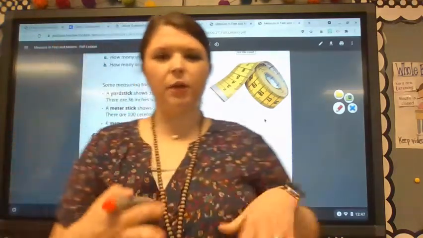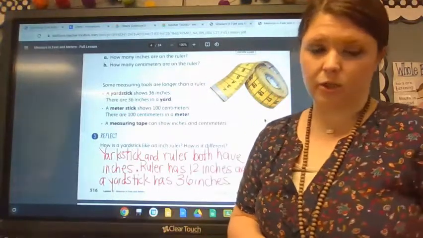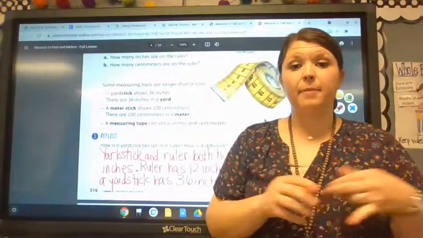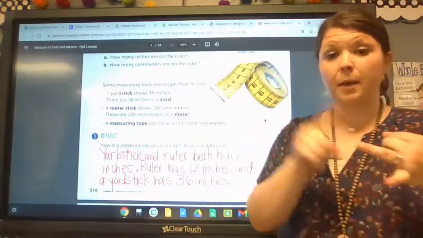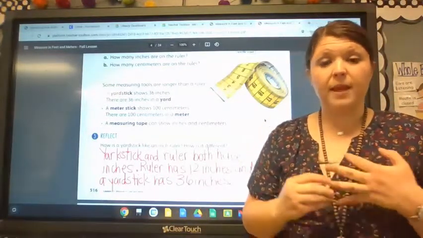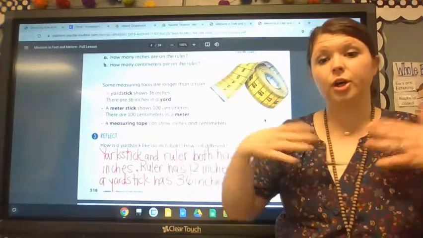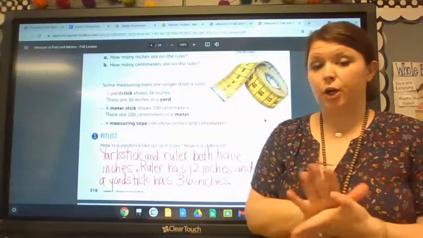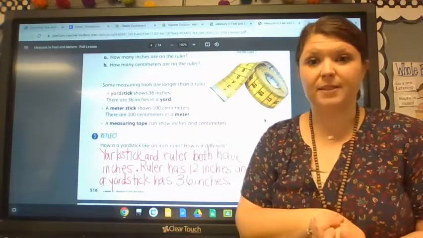So what items do you think that you might use a yardstick to measure? Yes, larger items like maybe a table, okay, a bookshelf. Things that are larger than what we would need a ruler for. That would be a good thing to measure with a yardstick.